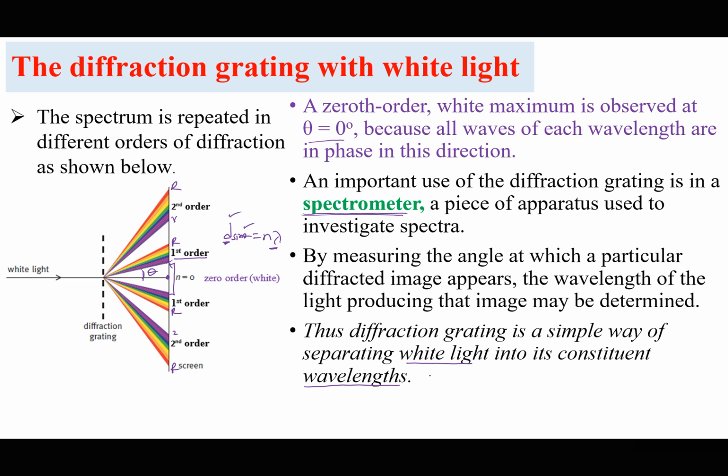So diffraction grating is a simple way of separating white light into its constituent colors. So that is a diffraction grating. The most important takeaway is the diffraction grating equation, and then the diffraction patterns for white light. Examples.